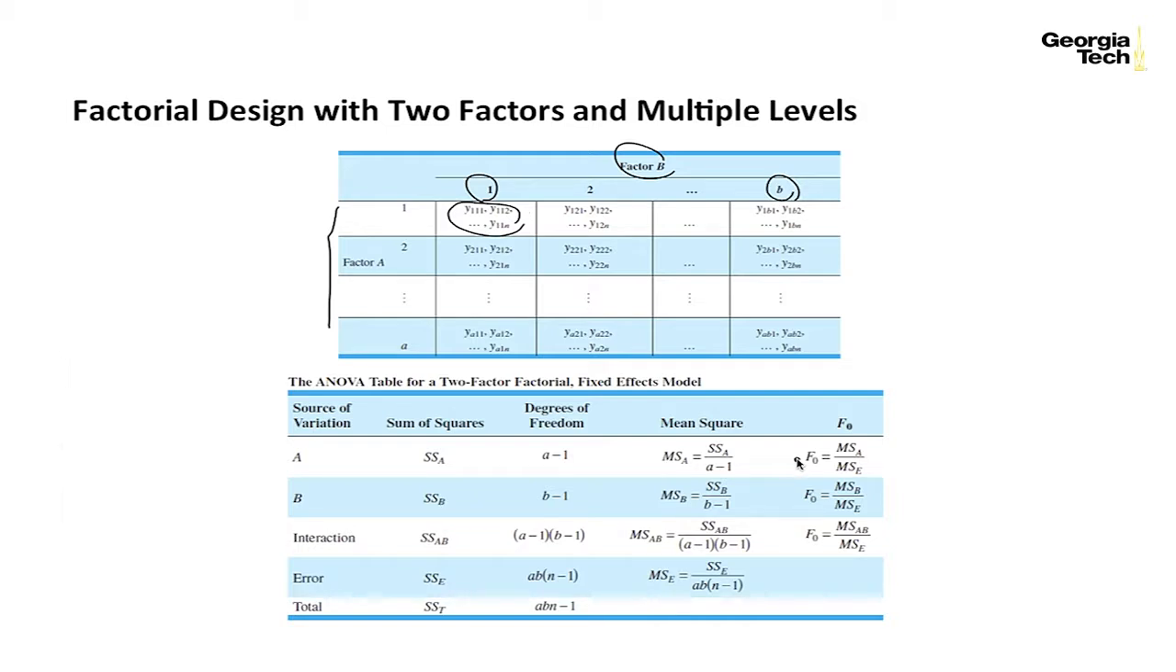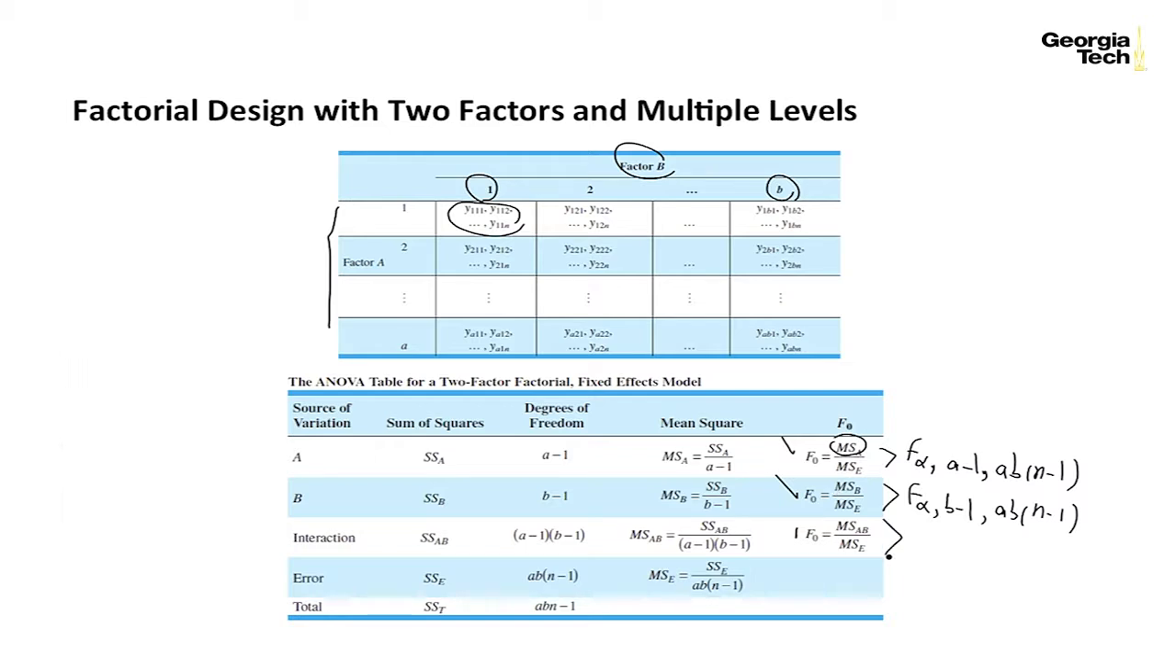As you can see, we can calculate three F ratios, or F naught. The first one is the mean square of A, which is related to factor A. If this is greater than some F alpha with a minus 1 and ab(n minus 1) degrees of freedom, then factor A is significant. We compare the second one with b minus 1 and ab(n minus 1). If the second F naught, which is related to factor B, is greater than this threshold, we reject H naught, meaning that factor B is significant.